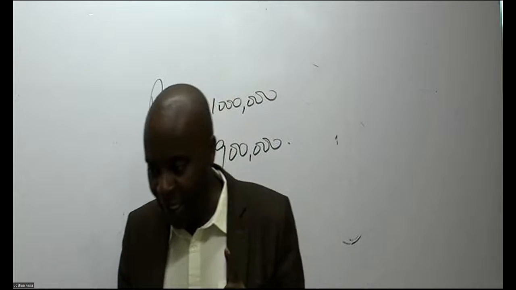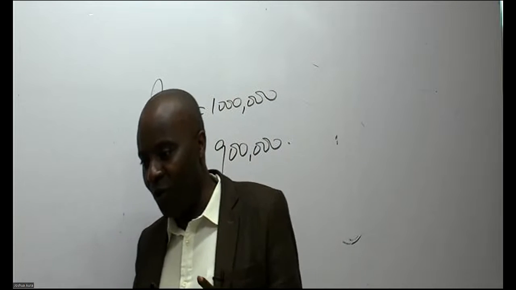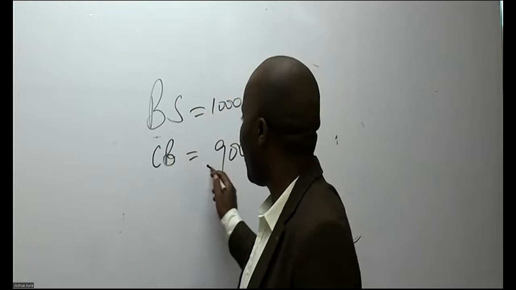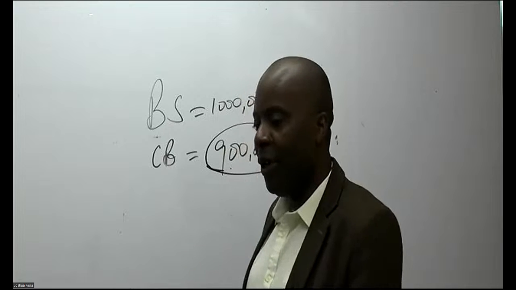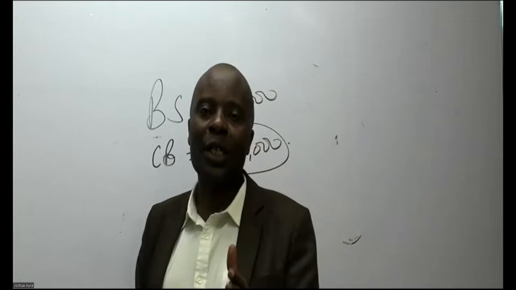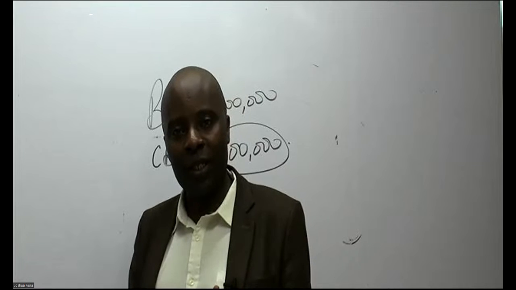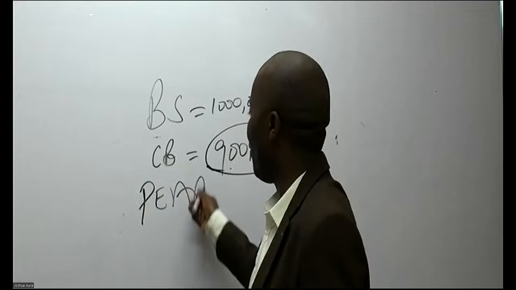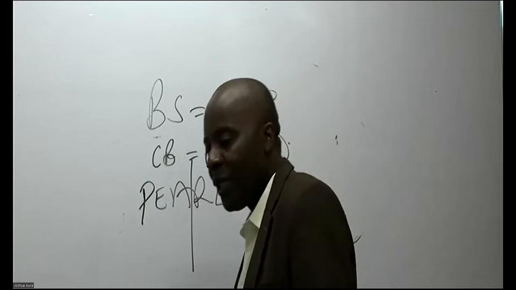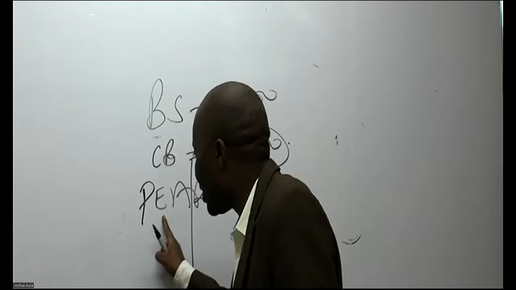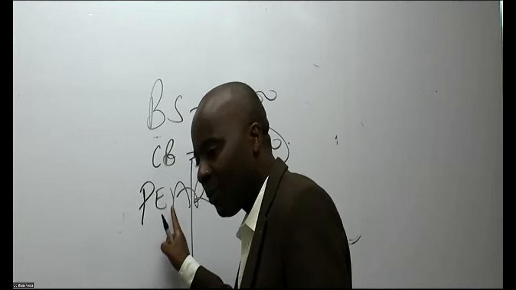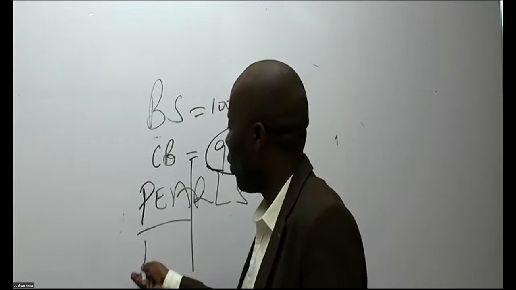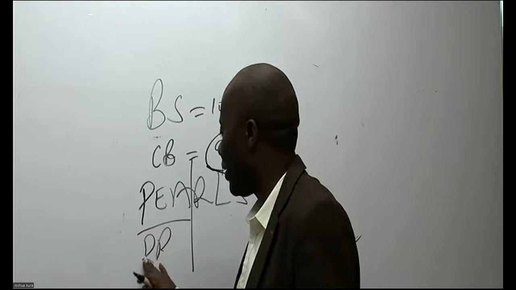Now, students, listen to me very well. When we talk of a cash book, if, for example, you have this amount in your company, 900,000, you see, cash is an asset. And of course, from what I told you some time back, I taught you the acronym of PEARLS, where we said that purchases, expenses, and assets, whenever they increase, we debit.